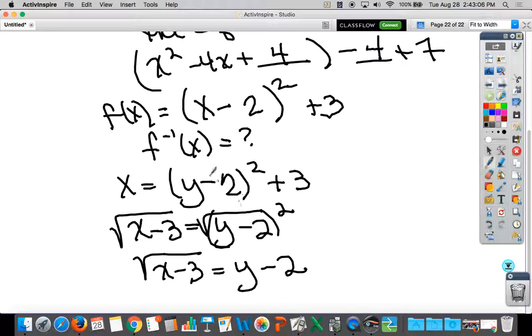Because if I fold it out, I'm going to get that awful y squared and y again. Now what would I do to get the y by itself? Add 2. So your inverse would be 2 plus the square root of x minus 3.